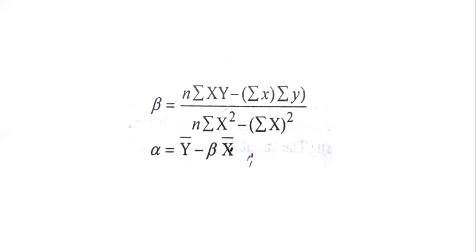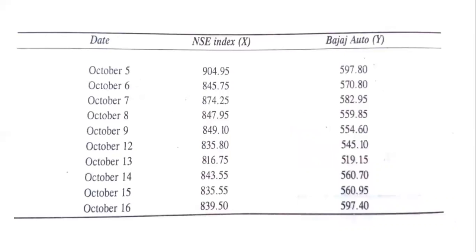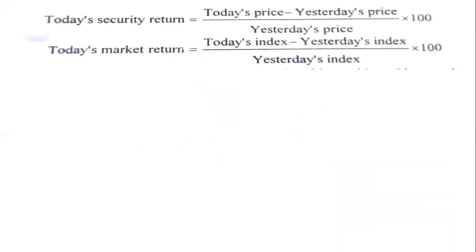So let's calculate. Before going to the beta calculation, we need to find out the returns, because the percentage is not given here directly. To calculate the stock return, or we can say security return, we use today's price minus yesterday's price, divided by yesterday's price, into 100. The same thing for market return: today's index minus yesterday's index, divided by yesterday's index, into 100.